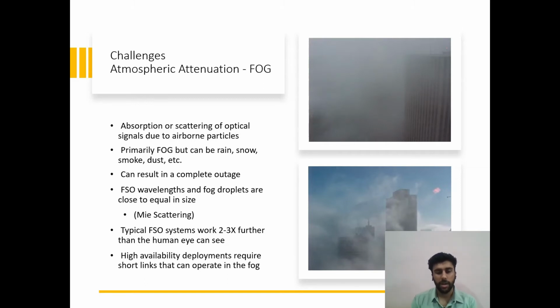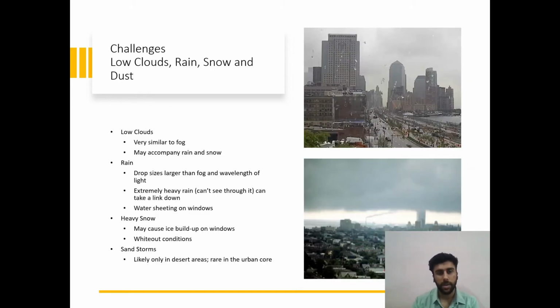FSO wavelengths and fog droplets are close to equal in size. So a typical FSO system works 2 to 3x farther than the human eye can see. High availability deployment requires short links that can operate in the fog. So, other challenges which are low clouds, rain, snow, and dust. Low clouds is very similar to fog and may accompany rain and snow.